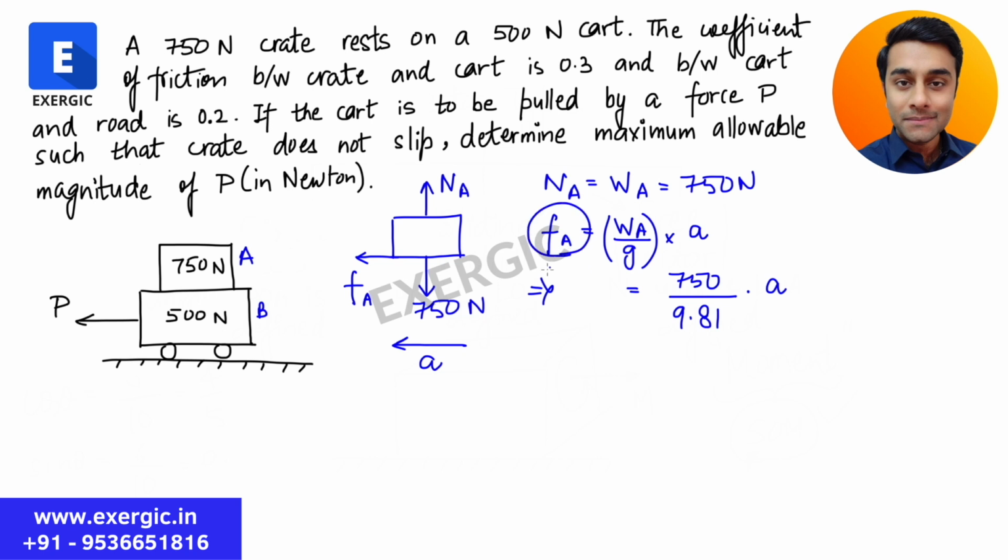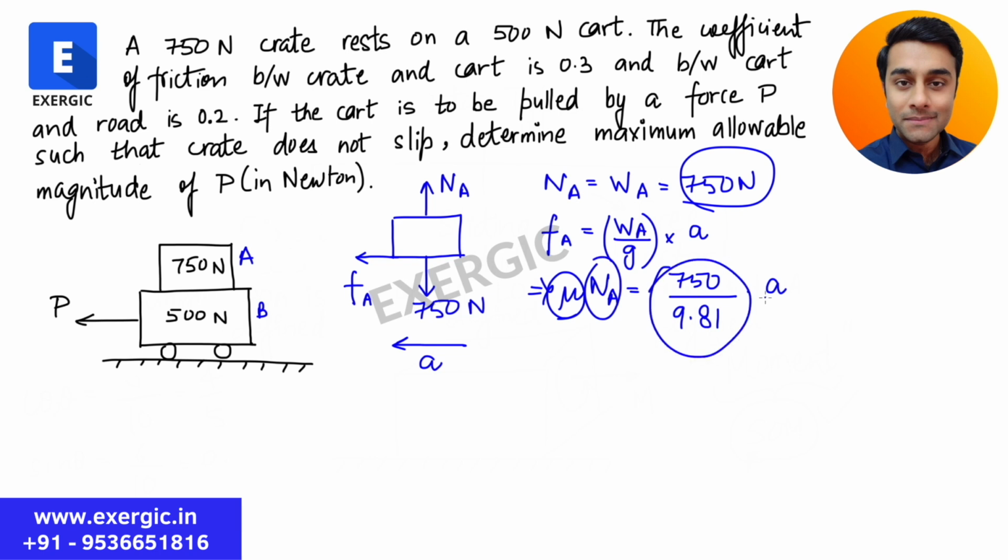What is the value of friction acting on A? It is mu multiplied by normal reaction, right? Mu is given as 0.3 between the crate and the cart. So mu value you will put, NA is equal to 750 you will put. This value you know, A you can calculate, right? But this is the normal way of solving the question.